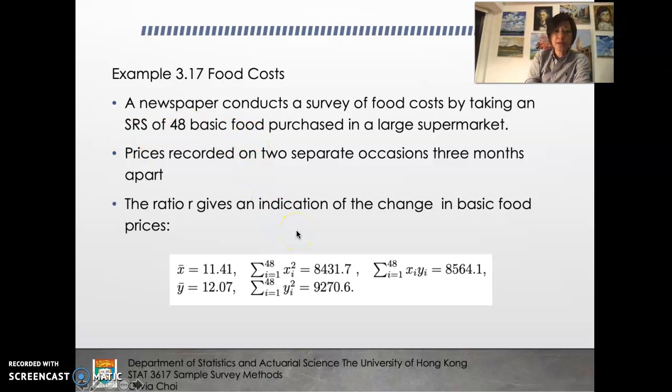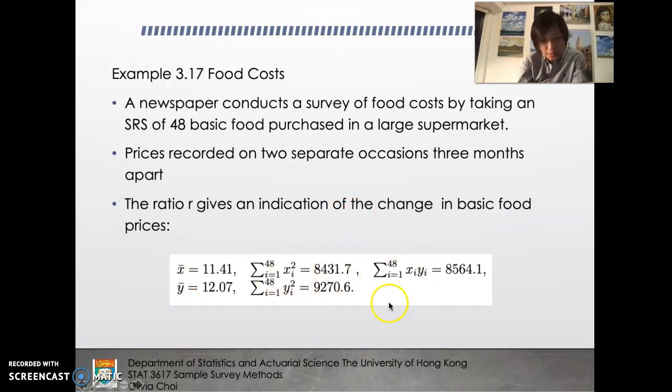Food cost. A newspaper conducted a survey of the food costs by taking a simple random sample of 48 basic food purchased in a large supermarket. So prices were recorded on two separate occasions, 3 months apart. Let x bar equal the average price of 48 basic food 3 months ago. Y bar would be the average price of 48 basic food right now. If we compare the ratio, which is R equals y bar divided by x bar, that gives an indication of the change of the basic food price.